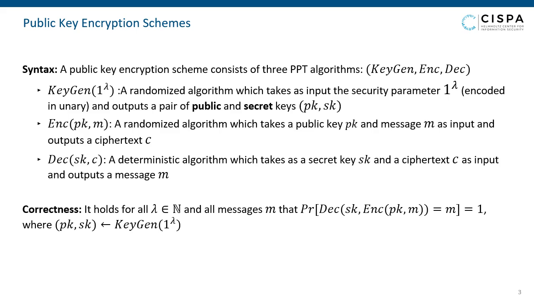So correctness requires that for all security parameters and all messages, if we first encrypt the message M using a public key PK and then decrypt the resulting ciphertext with a secret key SK, we obtain the same message M with probability 1, where this probability goes over the random choice of public key and secret key as well as the random coins used by the encryption algorithm Enc.